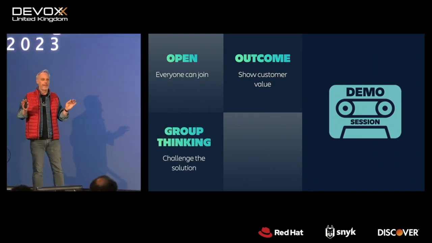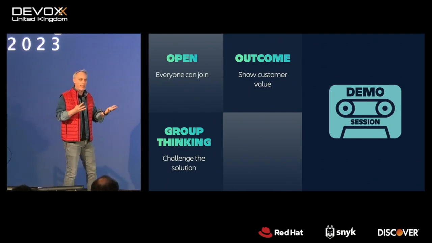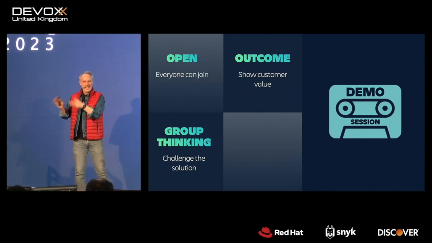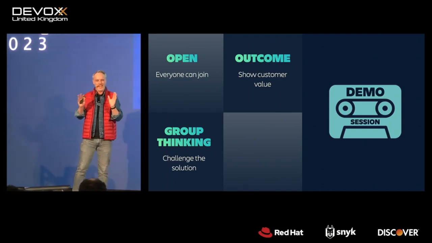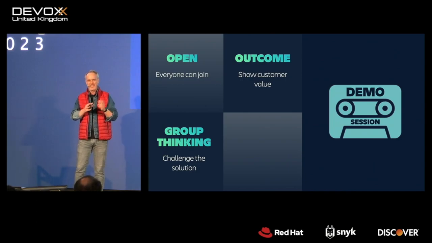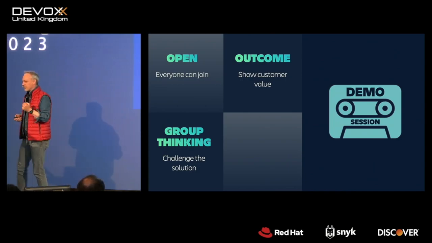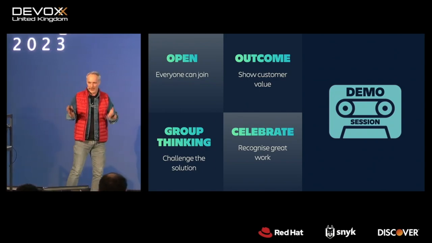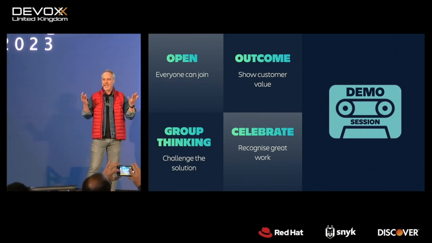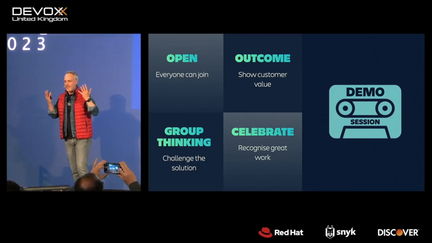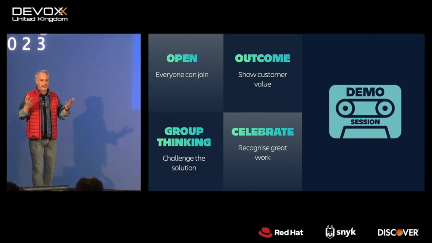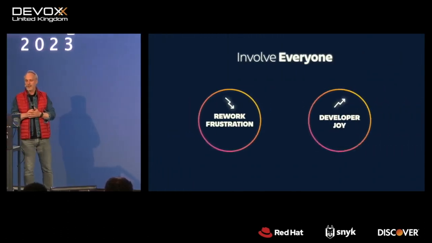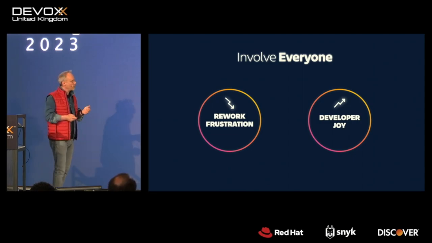And then it's a group thinking exercise. They challenge the solution, and maybe product people come up and say, we designed it this way, let's take that back to the customer, we're not sure if that is really working. Now we see it implemented in code, and it looks different. And then also don't forget to celebrate and recognize great work. You're all in one room, building this feature together. So don't forget to celebrate. This means less rework frustration and more developer joy.